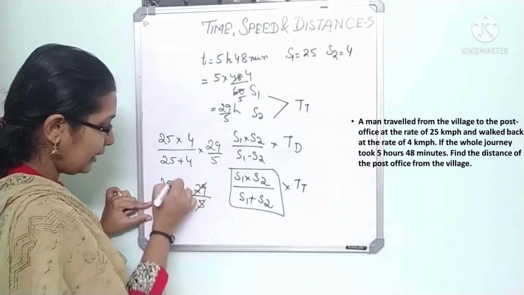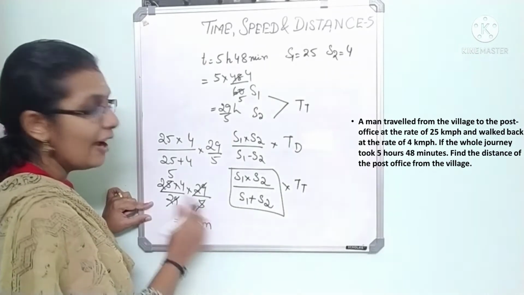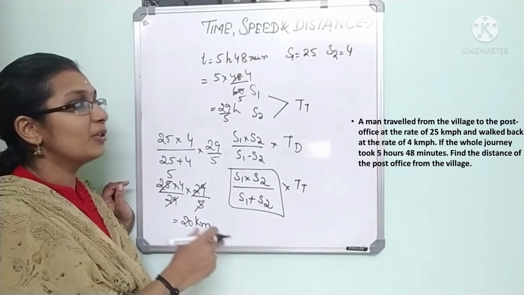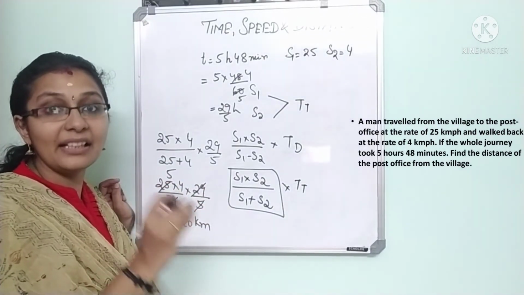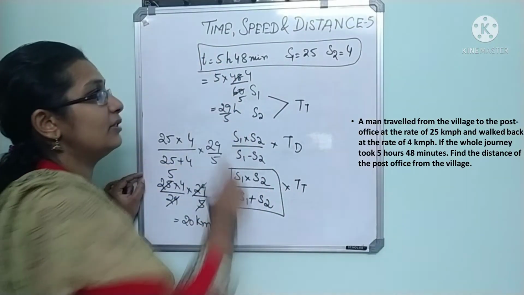So 29 gets cancelled, 5 5s are 25. 5 4s are 20 kilometers. See, one step solution, correct? So you must thoroughly understand the question. Only when those conditions are satisfied, you can use this, okay.